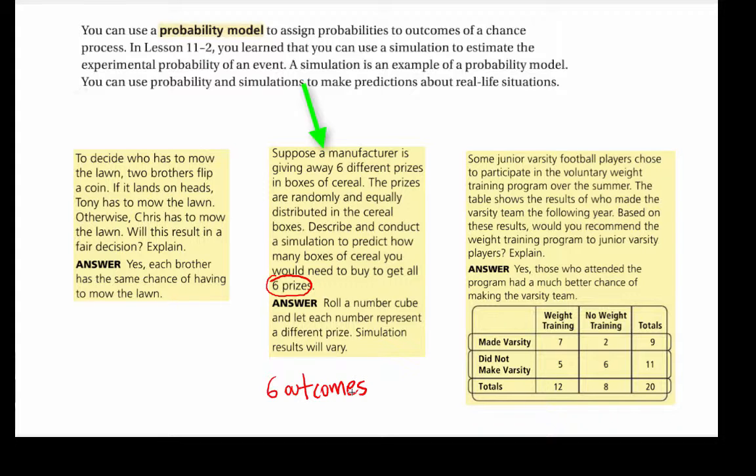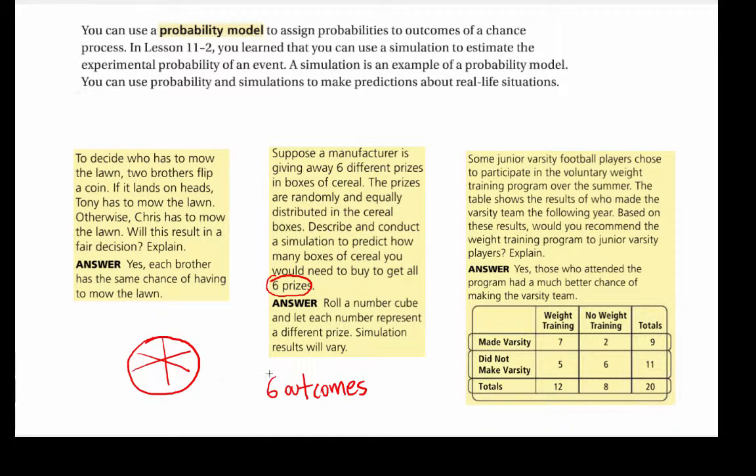Now, the simulation results are going to vary. Okay, when you actually do the experiment, remember, experimental probability doesn't always turn out the way theoretical probability says it should. Another way that we could do this is we could take a spinner, divide it up into 6 sections, make sure all the sections are the same size, and then spin that spinner, and that would also be a way to simulate this, okay?